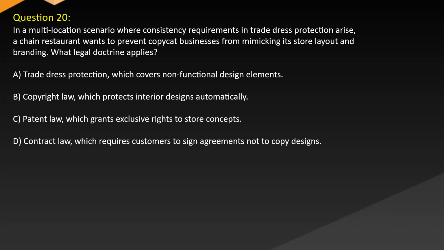Question 20. In a multi-location scenario where consistency requirements in trade dress protection arise, a chain restaurant wants to prevent copycat businesses from mimicking its store layout and branding. What legal doctrine applies? A. Trade dress protection, which covers non-functional design elements. B. Copyright law, which protects interior designs automatically. C. Patent law, which grants exclusive rights to store concepts. D. Contract law, which requires customers to sign agreements not to copy designs.